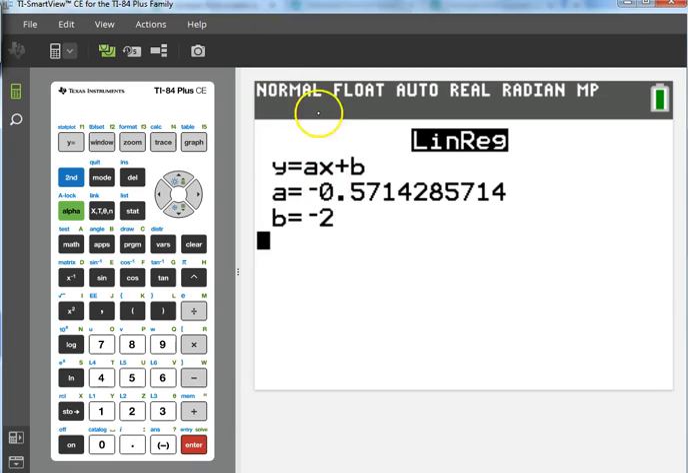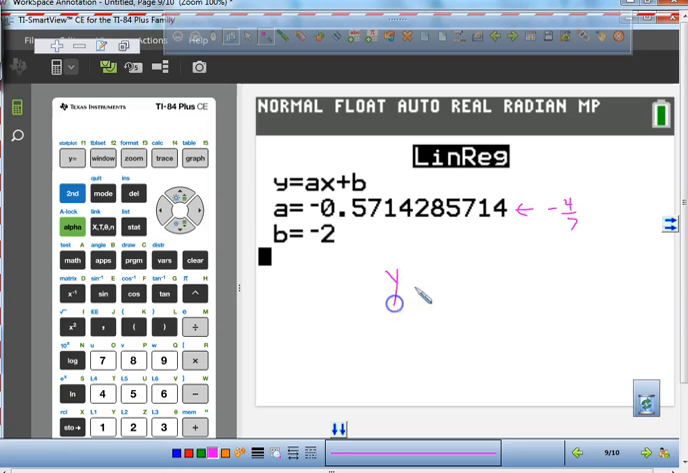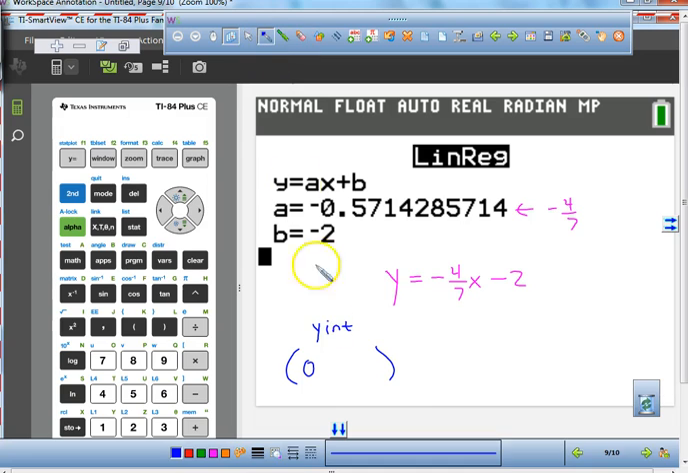And what do you get? Now, what's the confusing part? That. But what do we know that's going to be? Negative 4/7. Okay? So right now, put y equals negative 4/7x minus 2. What do we know our y-intercept to be? What's our y-intercept? No. Yeah, so put 0, negative 2. So could you guys please put 0, negative 2? Okay? That's your y-intercept.